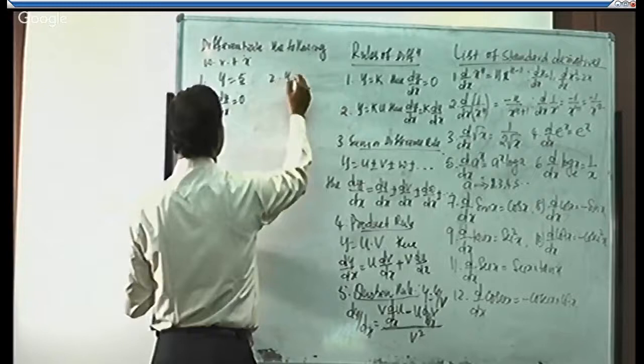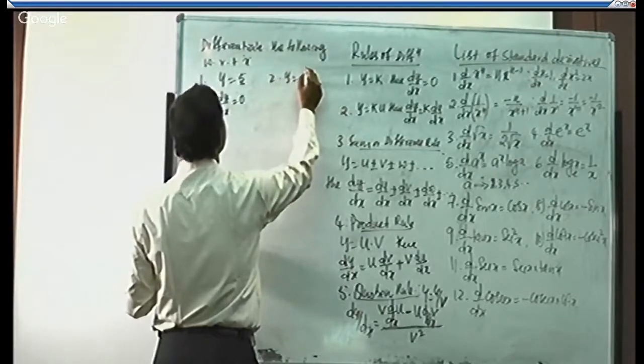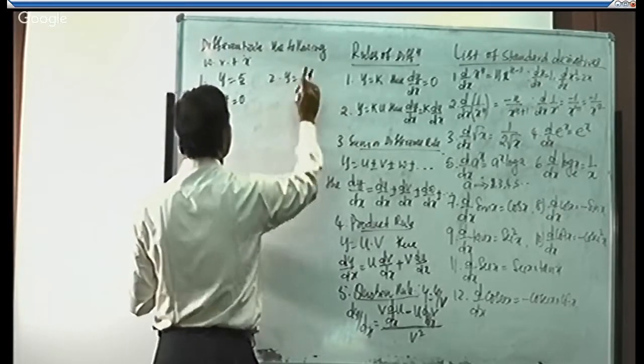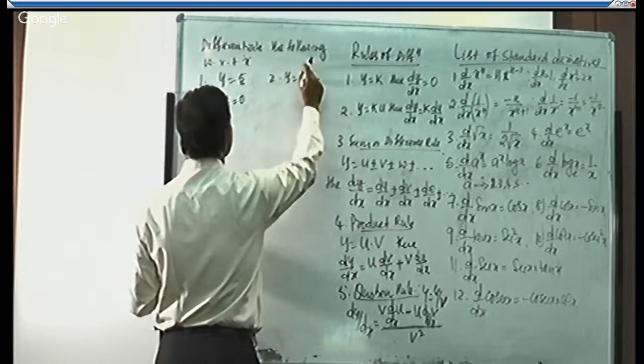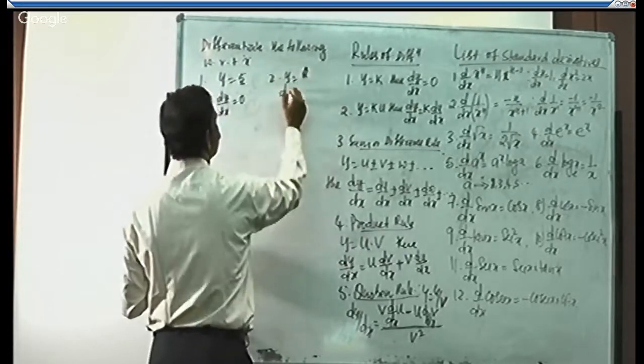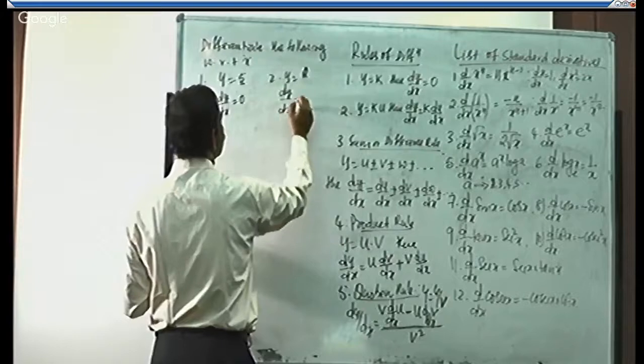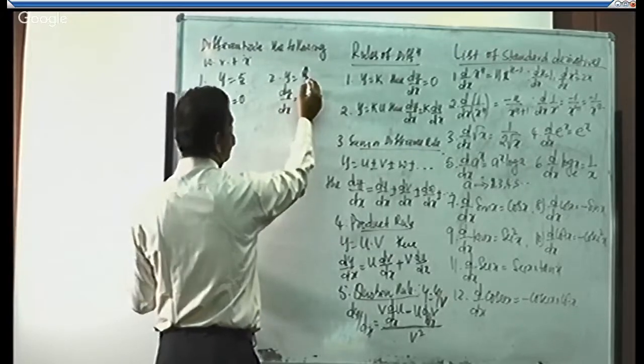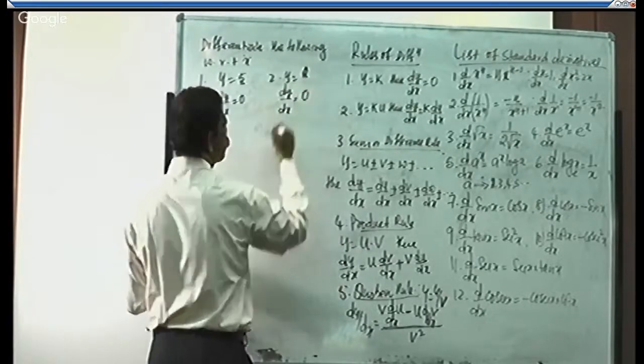Second one, y is equal to a. What is a? We don't have x here. Therefore, differentiation of any constant is 0.